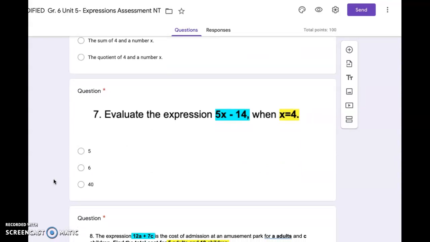Number 7. Evaluate the expression 5x minus 14 when x equals 4. 5, 6, or 40.